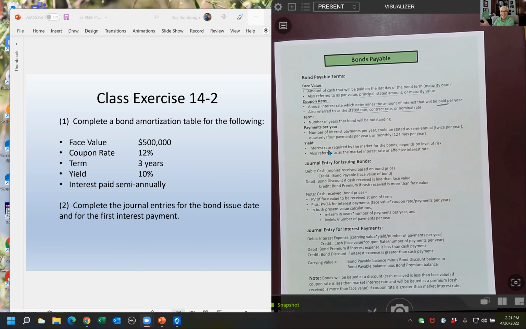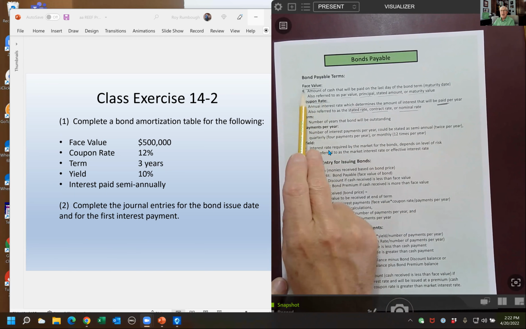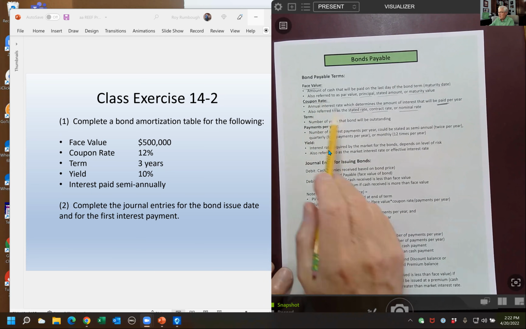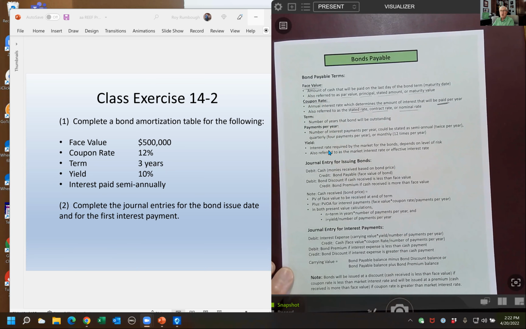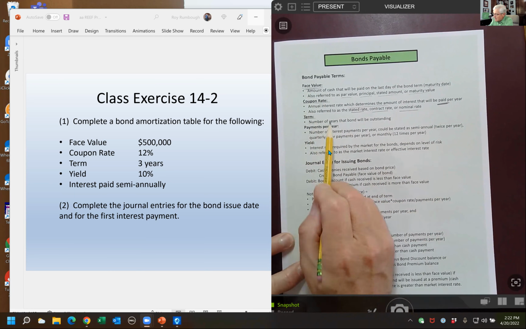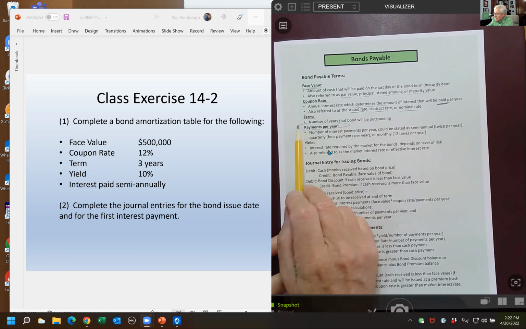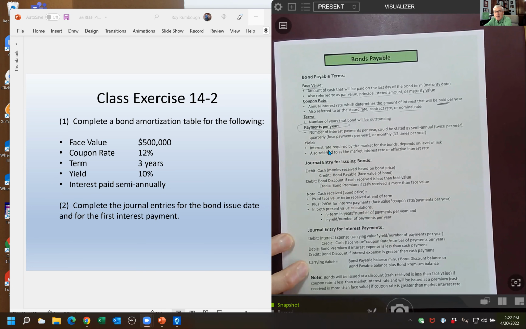If we pay a higher interest rate than the market rate here in the coupon rate, then the price of the bond will be higher than the face value. If we pay lower than the market rate, then the price of the bond will be lower than the face value. Just common sense. Think about it if you were going to invest in that company. The term is the number of years the bond will be outstanding. And then we're also going to have to get into the payments per year.